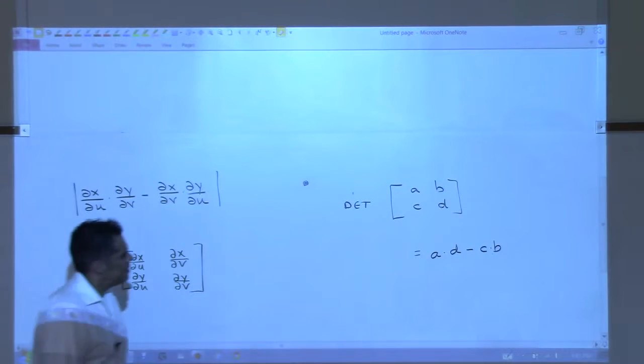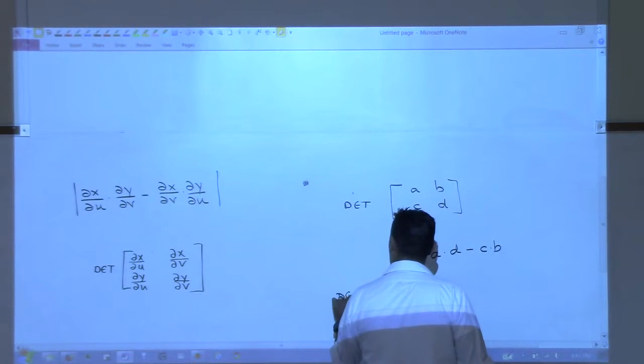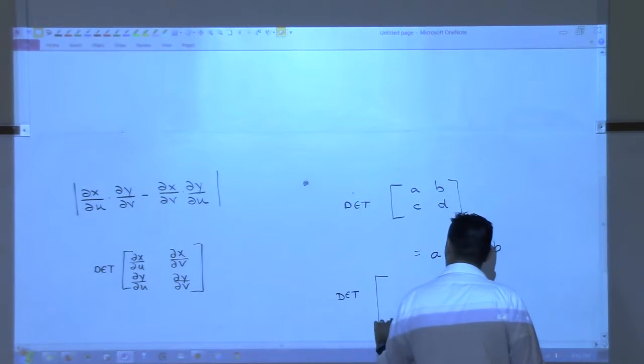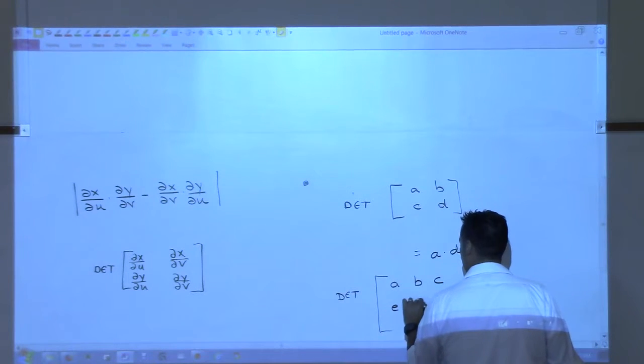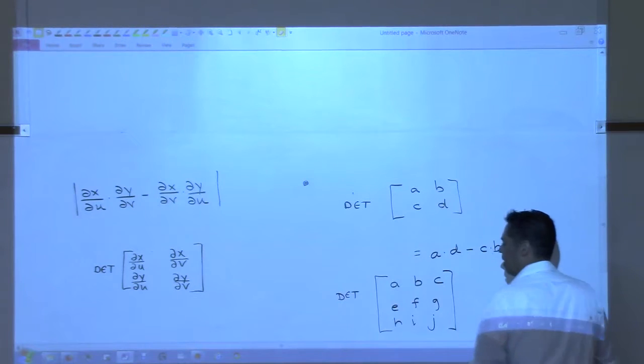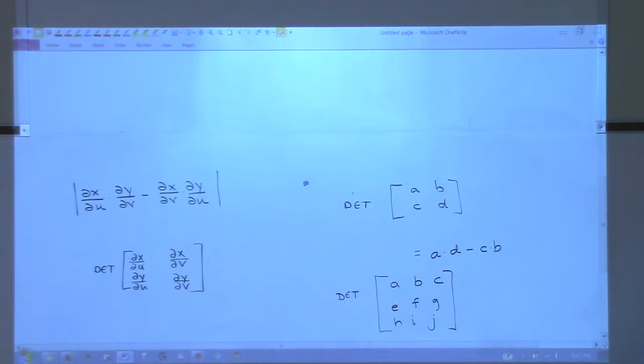So let me ask you this. Do you know what the determinant of a 3 by 3 matrix is? A, B, C, D, E, F, G, H, I, J. How do you find the determinant of a 3 by 3 matrix? I know some of you have done this. I remember learning about this, but I'm trying to remember. I know how easily you plug it in the calculator.